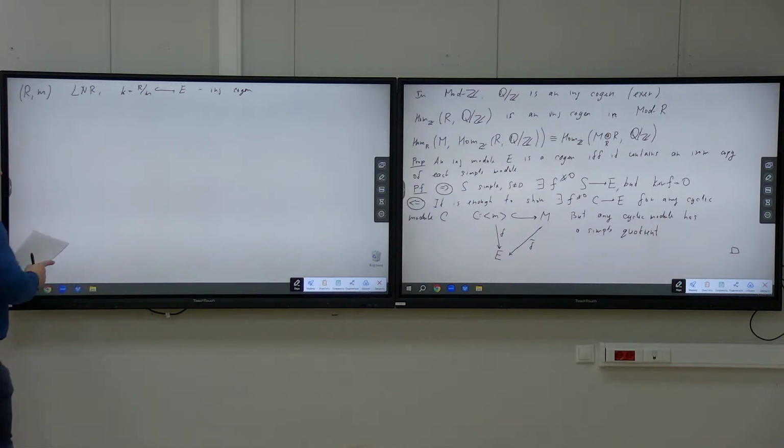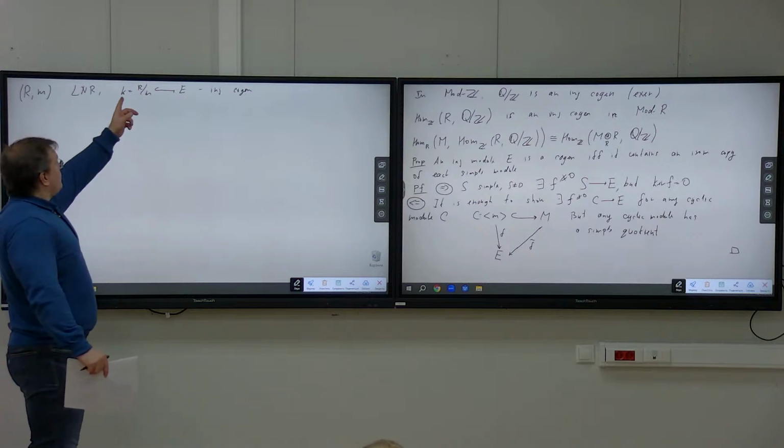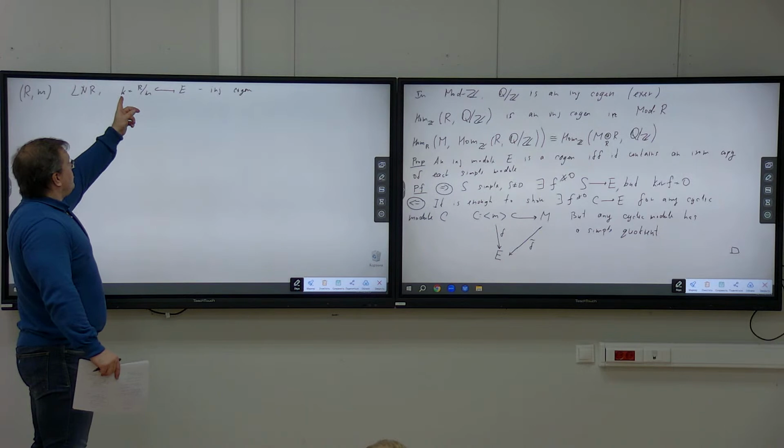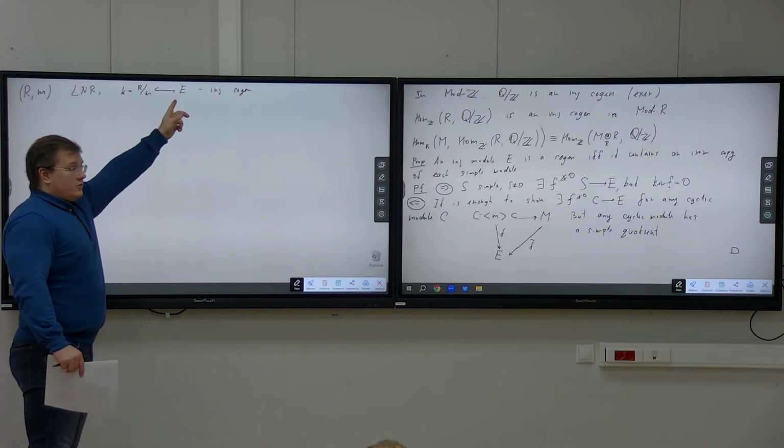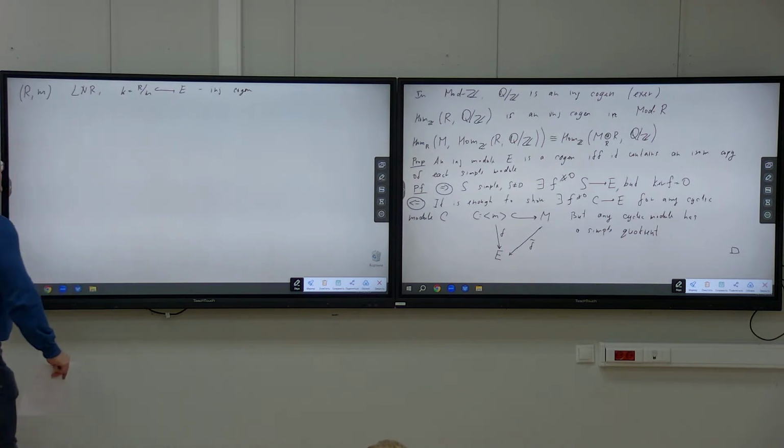Do we suppose that E is injective here? Yes, so this is the embedding of K into some injective module. Then any such injective module will be an injective cogenerator by the previous proposition.